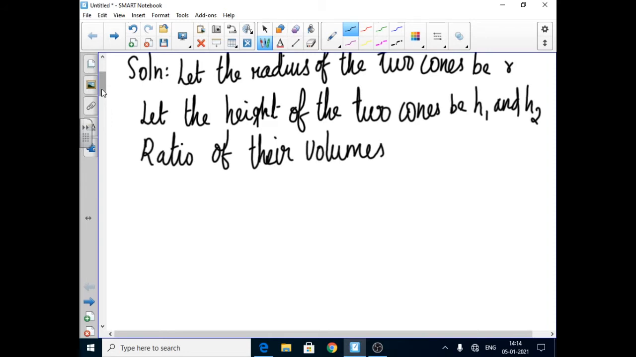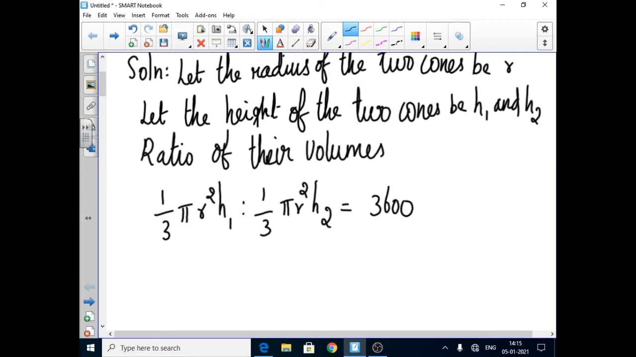So volume of cone formula is 1/3 pi r squared h1 is to 1/3 pi r square h2 is equal to, this is the volume formula. Okay, so 3600 is to 5040. Okay, so in the ratio model here we can do the cancelling. 1/3 and 1/3 is cancelled, pi is cancelled, then r squared.